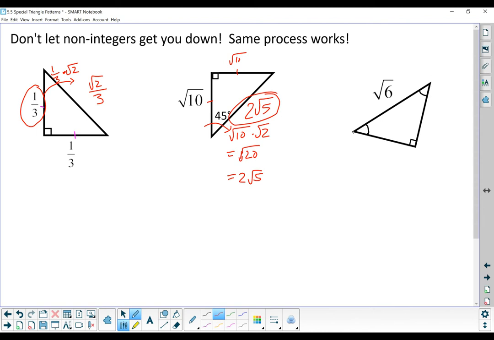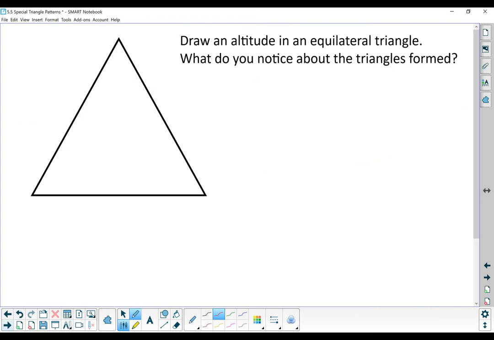In this special 45, 45, 90 triangle, I have root 6 as the hypotenuse. Since we want the leg, we're going to divide by root 2. So this will be root 6 divided by root 2, which is root 3. So the two legs each have a length of root 3. Okay, that was our first special pattern.